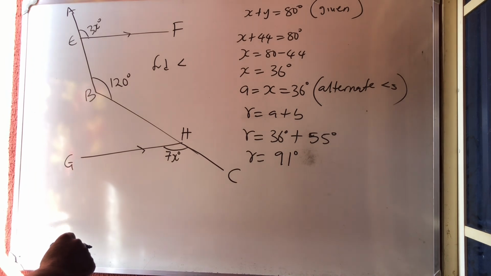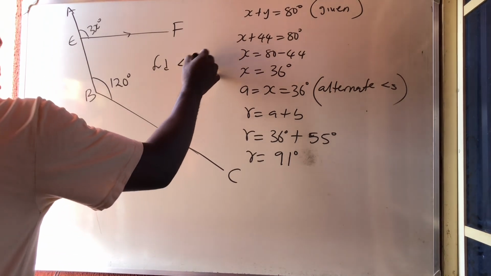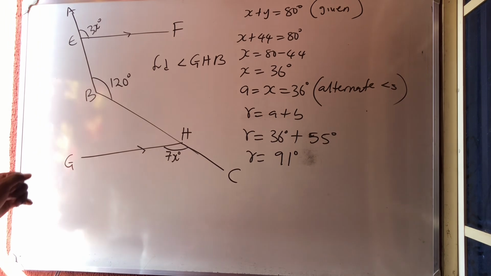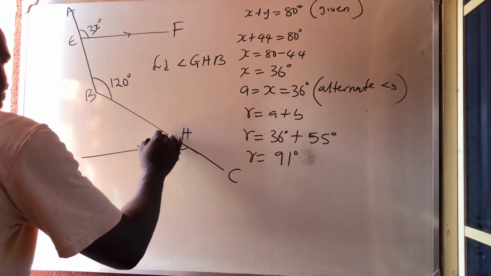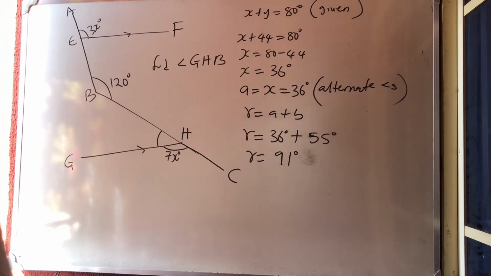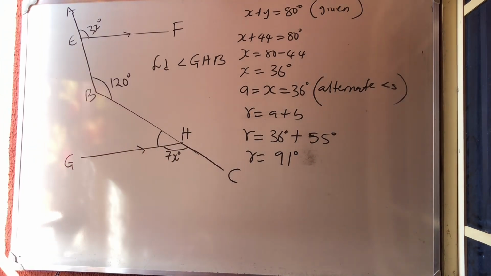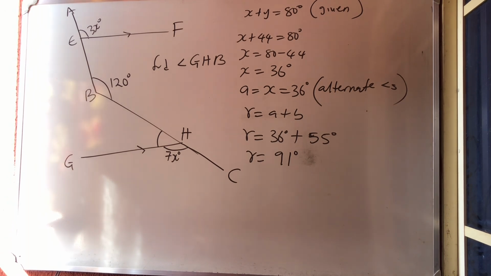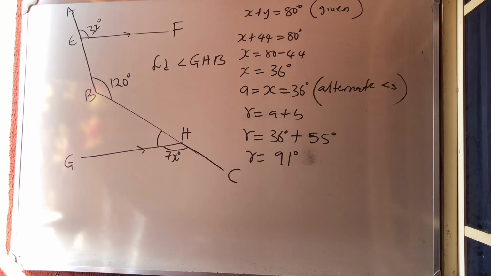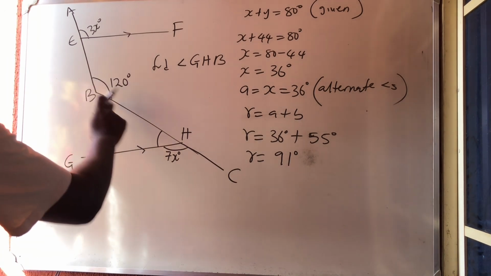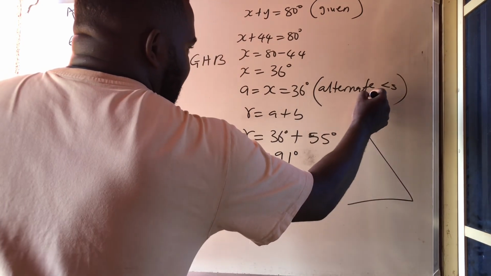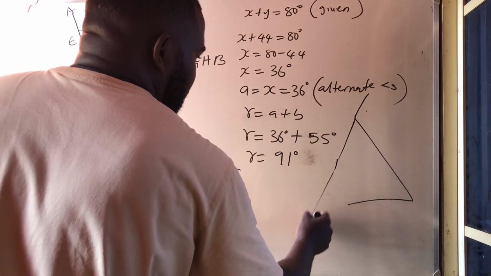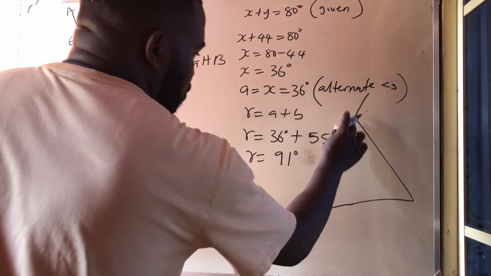They said find angle GHB. So we are asked to find this angle, this small place. Find angle GHB. But before we find that, there is something we can do. We can construct something here. Anytime you have something that is like a V, and there is a straight line that joins it, please trace the straight line so that the V will automatically turn to a triangle.